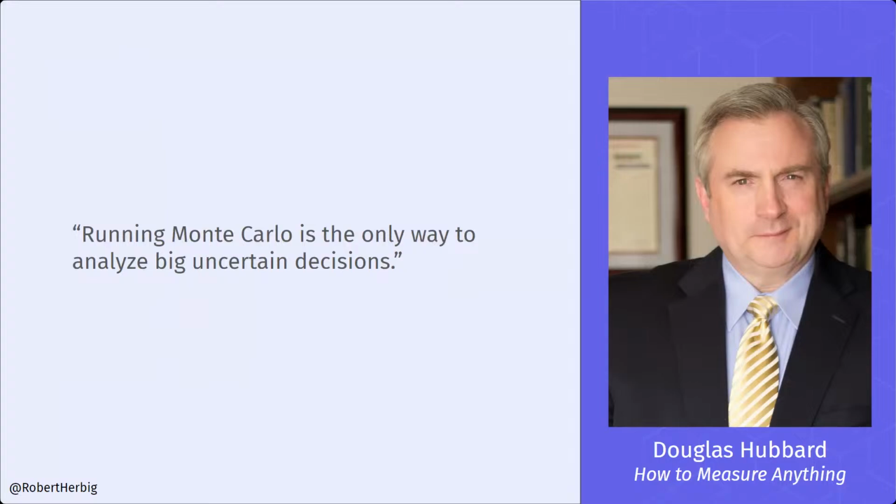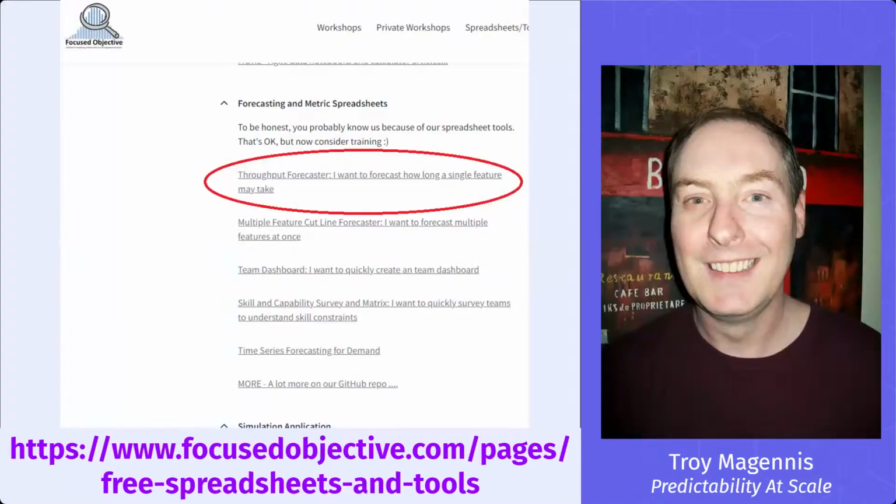We're going to focus on it, though, in the software development realm. And I'm going to point at this gentleman, Troy McGinnis, who wrote the book Predictability at Scale. And as we should do in software, stand on the shoulders of giants, Troy McGinnis made a tool for us that does this and makes this process very easy and straightforward.